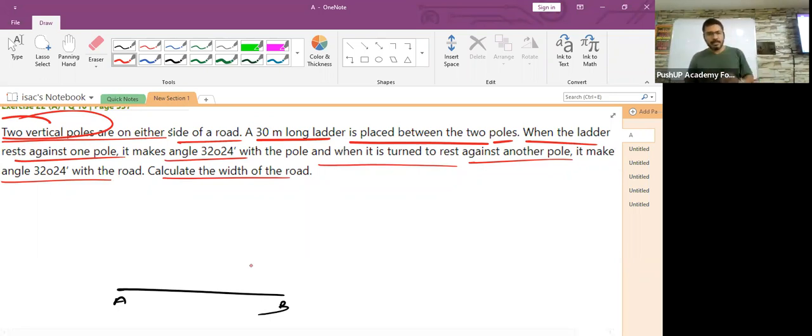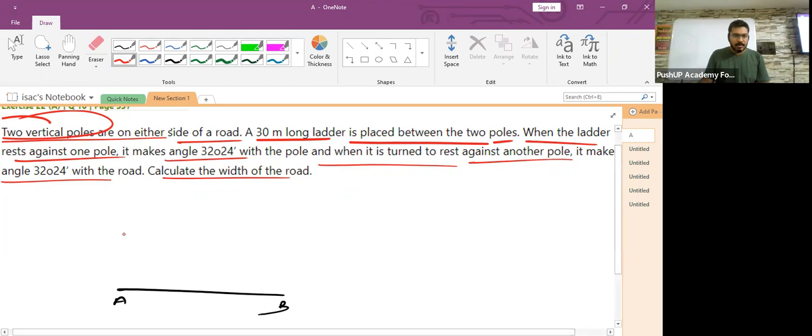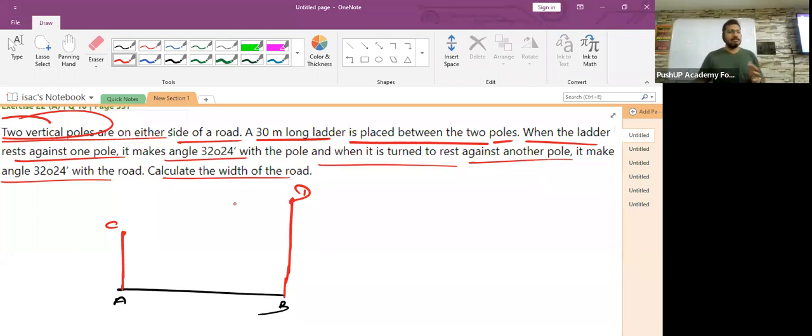isn't it? Okay. So I will draw the first pole over here, say for example CA, and the second one is DB. Okay. The first one is CA and the second one is DB. These are the two vertical poles. Now a 30-meter long ladder is placed between the two poles. All right. So how can you show that in the form of a diagram? A 30-meter long ladder is placed between the two poles.